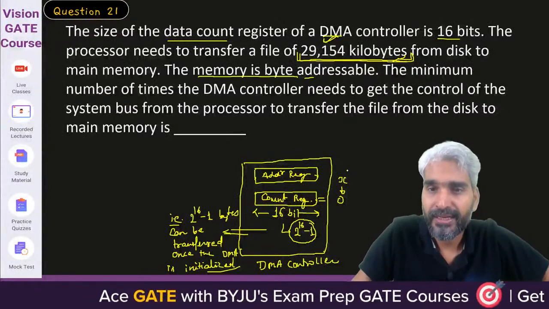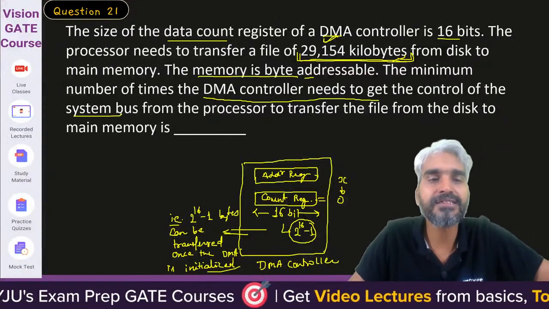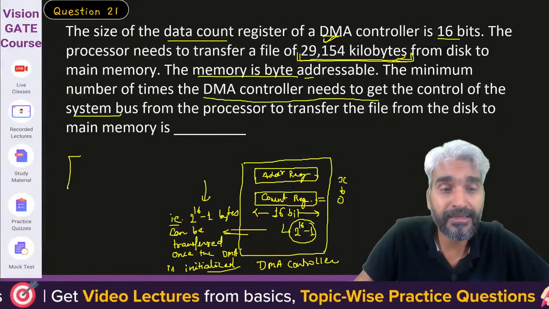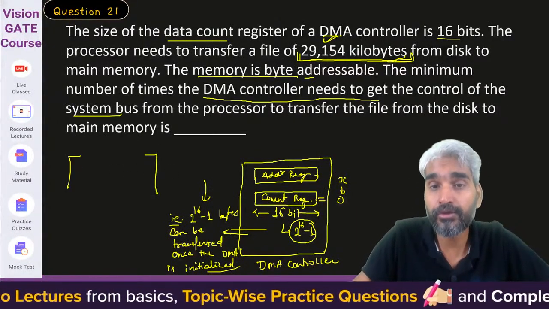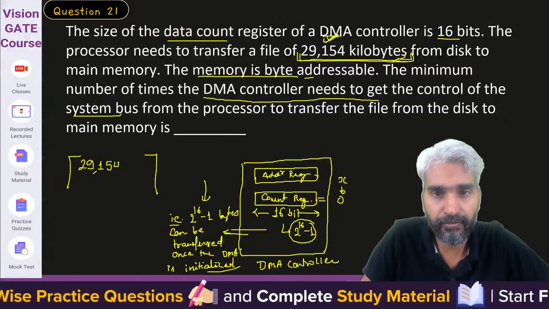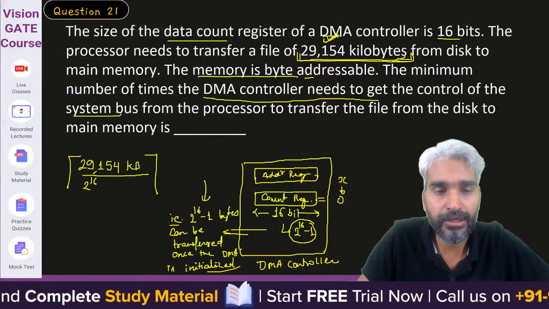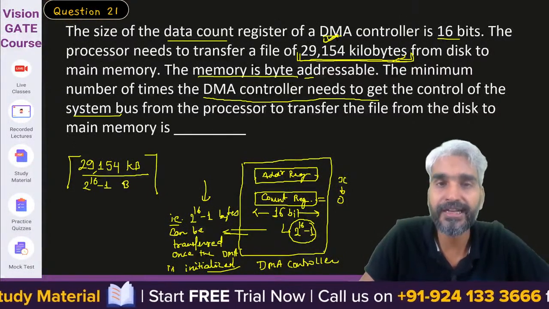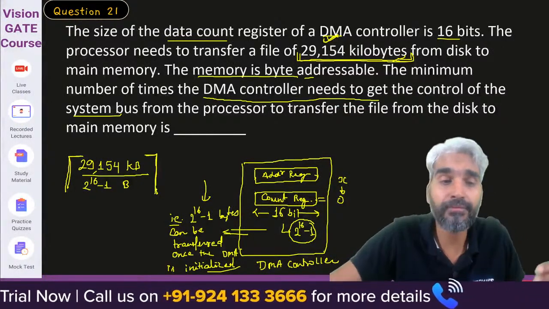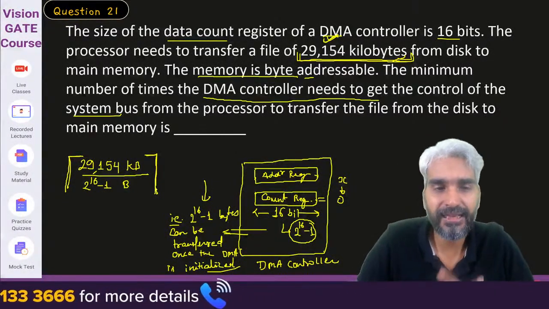And apart from that, it is asking for the minimum number of times the DMA controller needs to get the control of the system bus. That is, the minimum number of times we need to initialize this DMA will be how much? Sir, it will be nothing but the ceiling function of what? We need to transfer 29,154 kilobytes of data, but in one go we can transfer only 2 raised to the power 16 minus 1 bytes of data. So the number of times we need to gain the control of the system bus, or initialize the DMA, will be given by this.